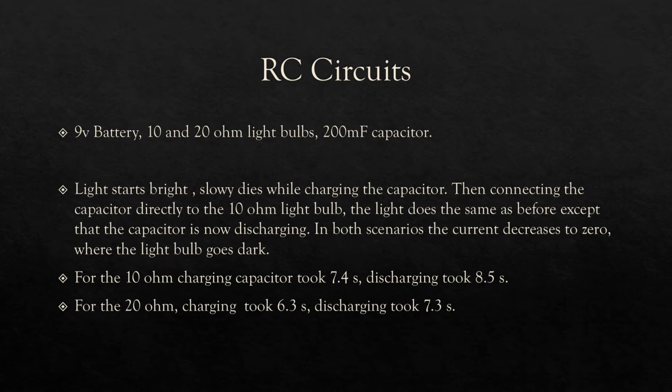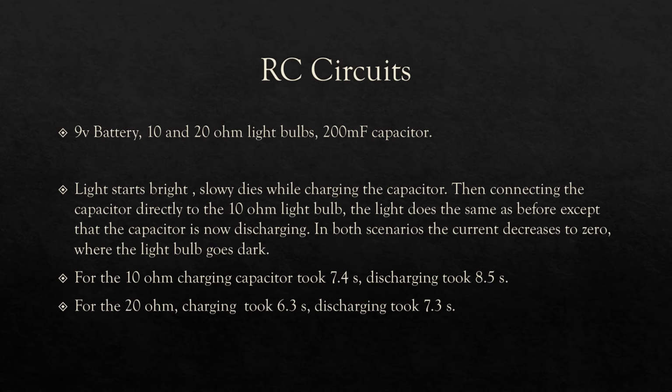In this RC circuit, we used a 9-volt battery, two different light bulbs, 10 and 20 ohm, and a 200 millifarad capacitor. Originally, when you get the circuit going, the light starts bright and slowly dies while it's charging the capacitor. Then, after disconnecting the battery and connecting the capacitor straight to the 10 ohm light bulb, the light does the same as before, except that the capacitor is now discharging.